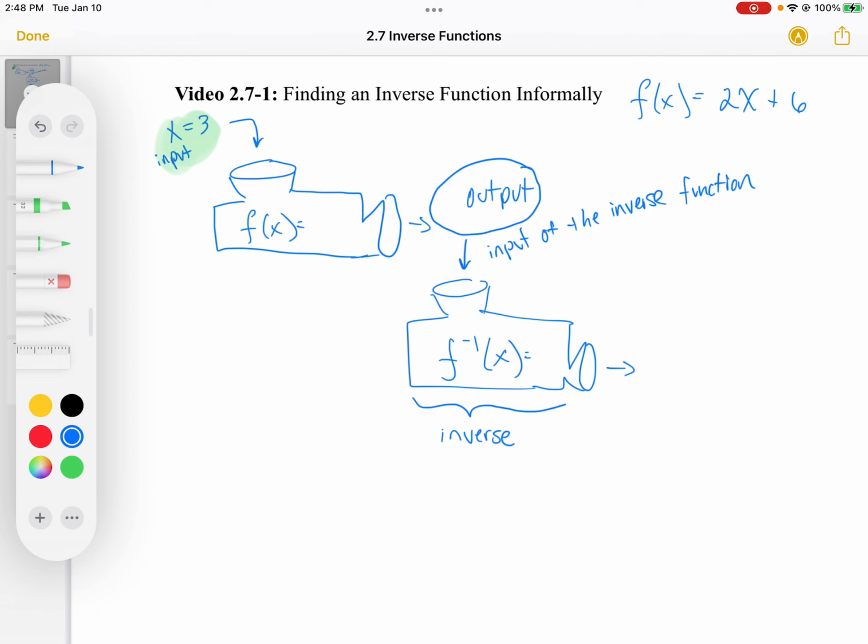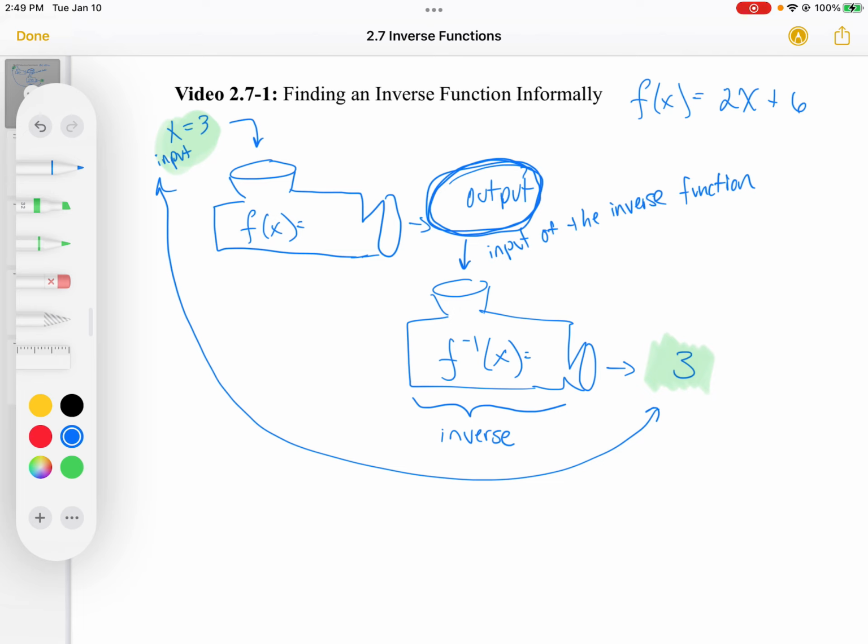We know that if we input 3 into this function, something is going to come out. Some output is going to come out right here. We may not know what it is. Something is going to come out. And then we're going to take that output and we're going to stick it into the inverse function. And we know that we're going to get a 3 out. Right? Because we have to get what we started with. The inverse function undoes the original function.